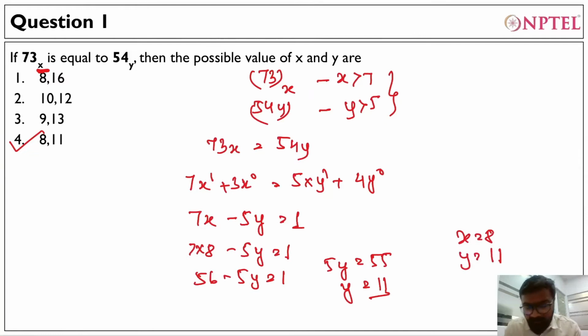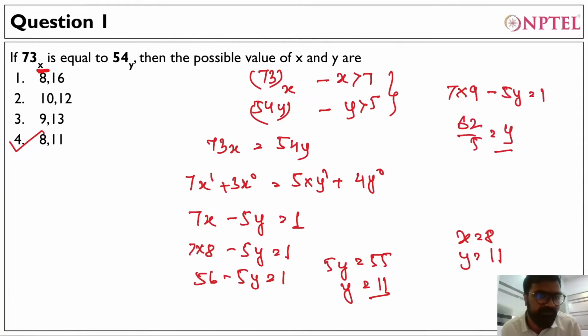Let me put 9 here and let's see. If I put 9 here, the equation will look like 7 into 9 is 63, minus 5y is equal to 1, so y equal to 62 by 5. There is no option as such, and this number cannot be a decimal value.